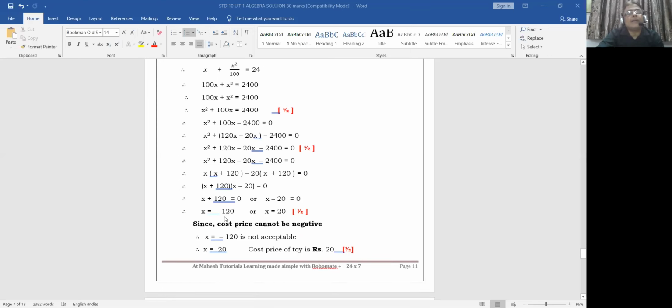Okay, so it cannot be minus 120. Therefore, X is equal to 20. So X is the cost price, which is 20.